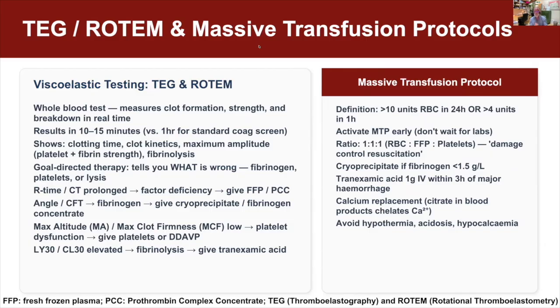Massive transfusion protocol. If you give someone tons of red cells, like more than 10 units of red cells over one day, 24 hours, or more than 4 units in 1 hour, you should activate your massive transfusion protocol. Give a ratio of 1 to 1 to 1, red cells, FFP, and platelets. Okay? Give cryoprecipitate, which is mainly fibrinogen, if your fibrinogen is less than 1.5. Give tranexamic acid, 1 gram IV, within 3 hours of major hemorrhage. Don't forget about the calcium. You may need calcium replacement as well, because the citrate in the blood products will chelate, i.e. binds to the calcium.